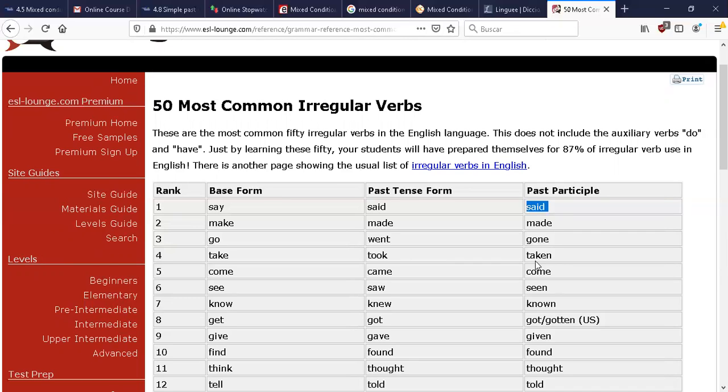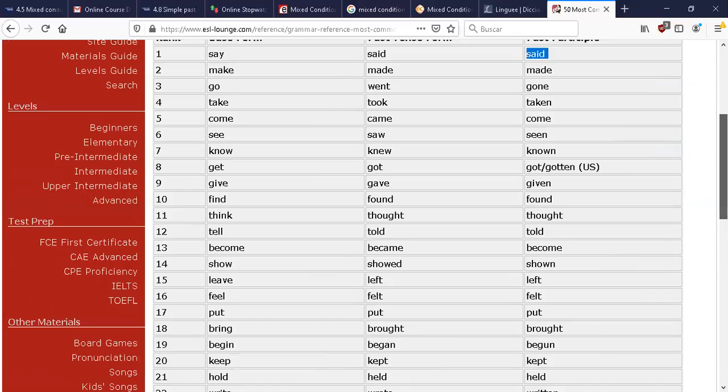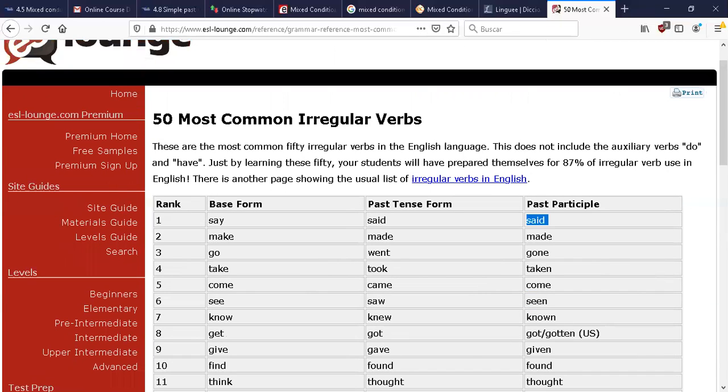Yo he dicho, tú has hecho, él ha ido, él ha tomado eso, él ha venido, él ha visto, él ha conocido. Eso va con un auxiliar que lo vamos a ver más adelante. ¿Es eso normal en español, guys? Yo he ido, yo he tomado, yo he conocido. Claro que es normal. No se preocupen, eso viene más adelante y no es tan difícil como parece. Solo hay que memorizarse los verbos, all right?